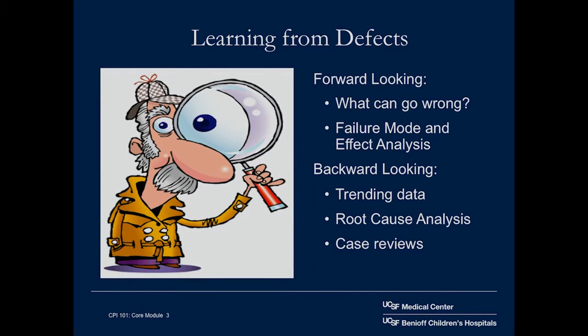One way of looking forward is using a method called failure modes and effects analysis, or FMEA, to identify failure modes, or how things could go wrong, their consequences or effects, and put into place processes to prevent them. We learn from defects that have already happened in a number of ways. We trend data to look at actions that can be prioritized. We examine system and human factors associated with events in root cause analysis meetings, or an RCA, so that system improvements can be implemented.